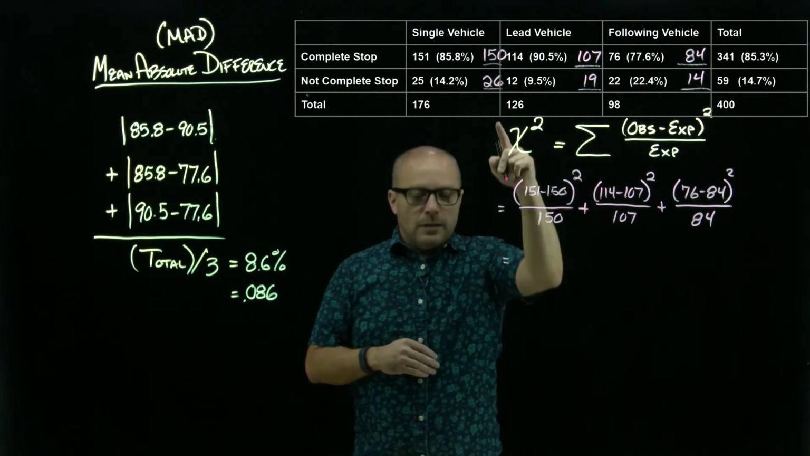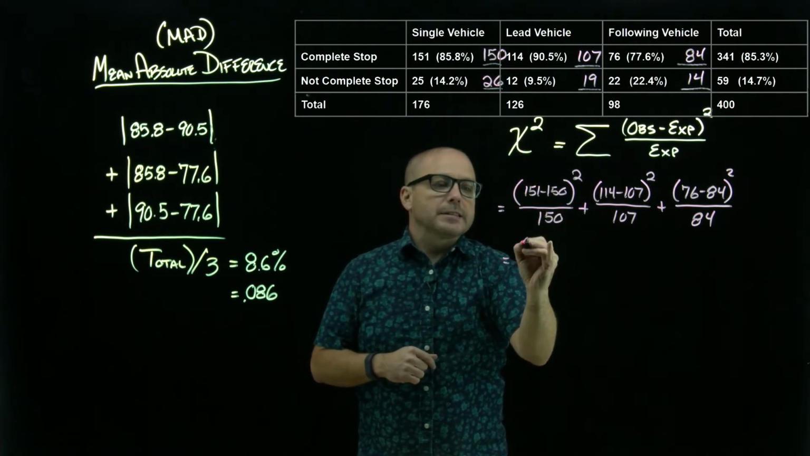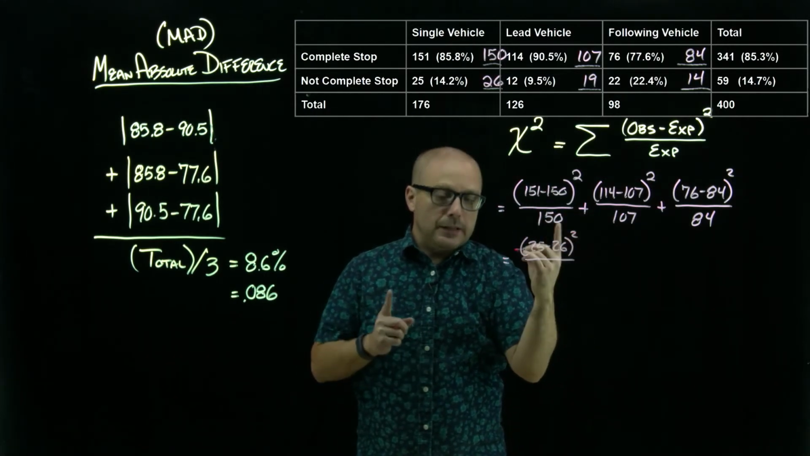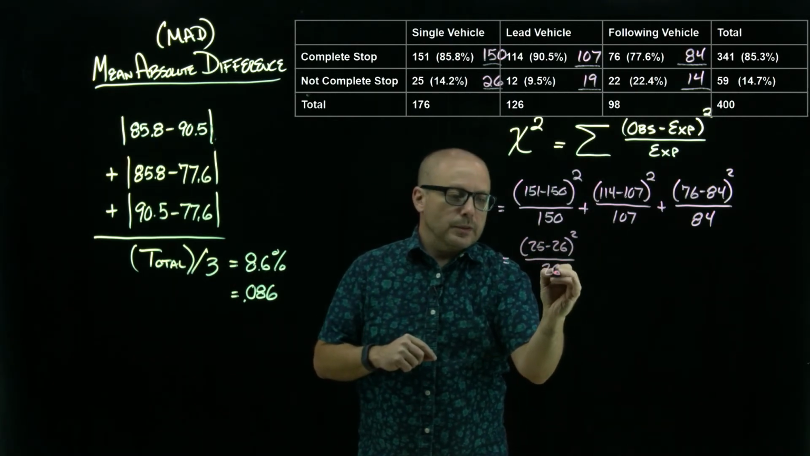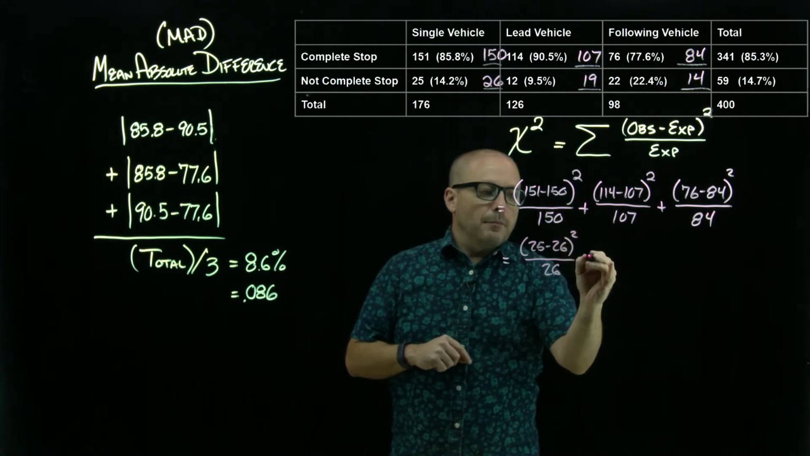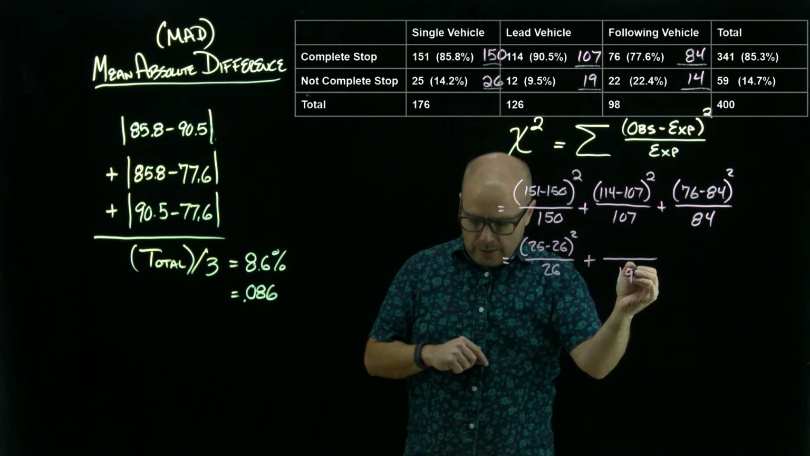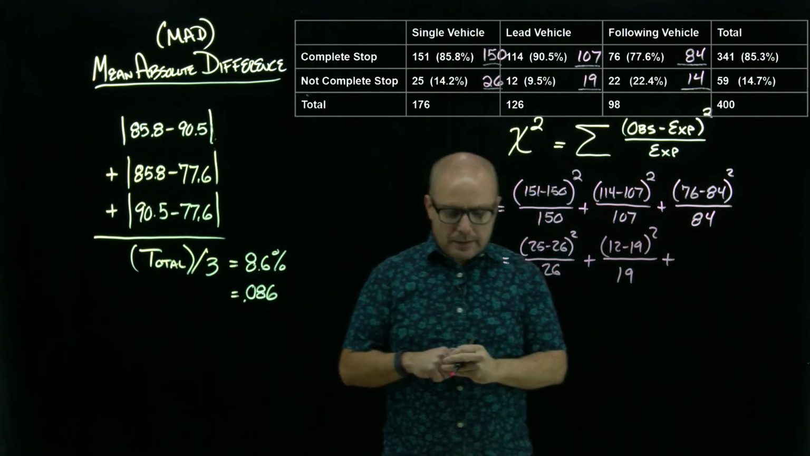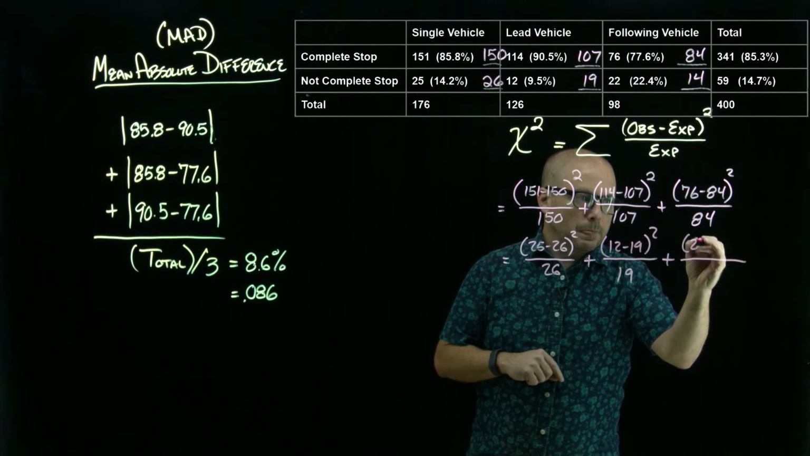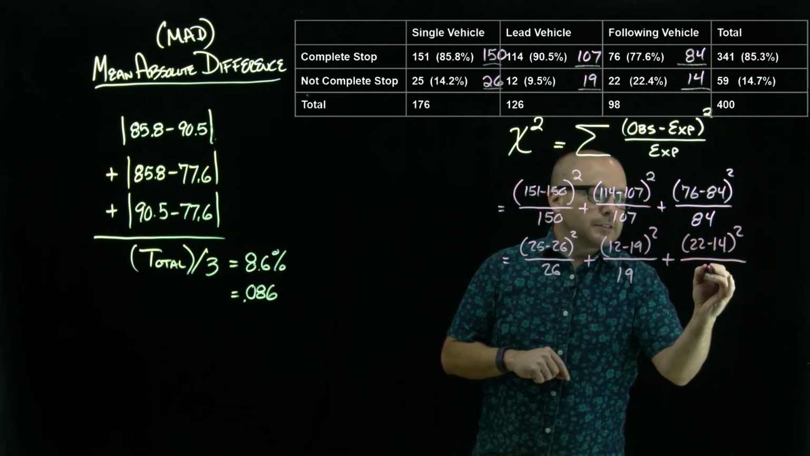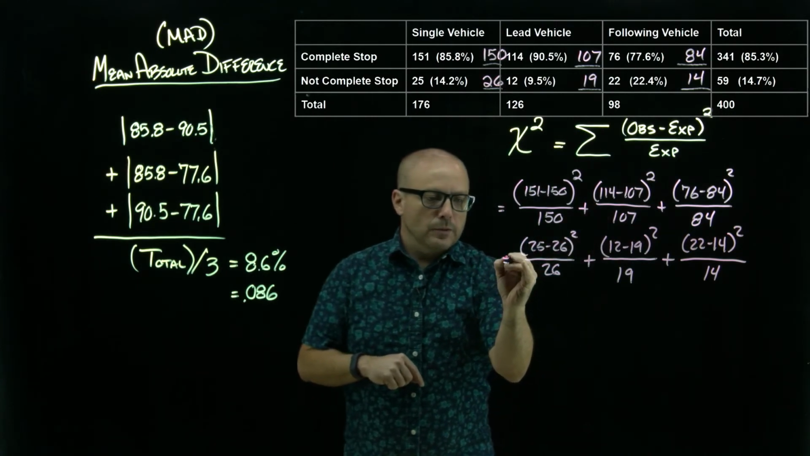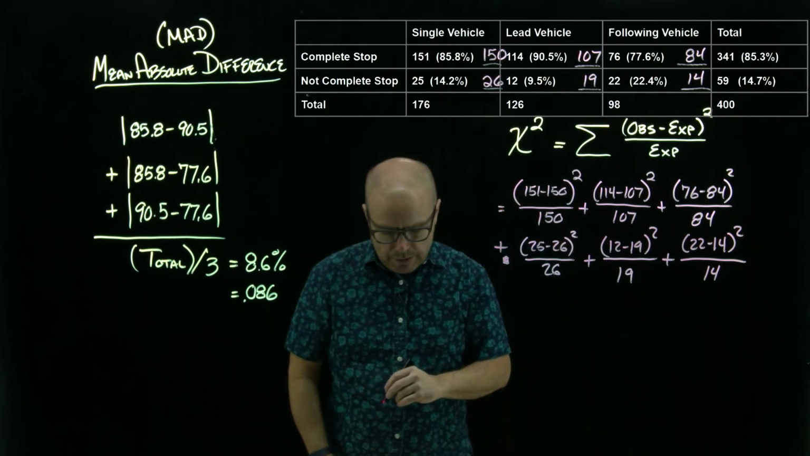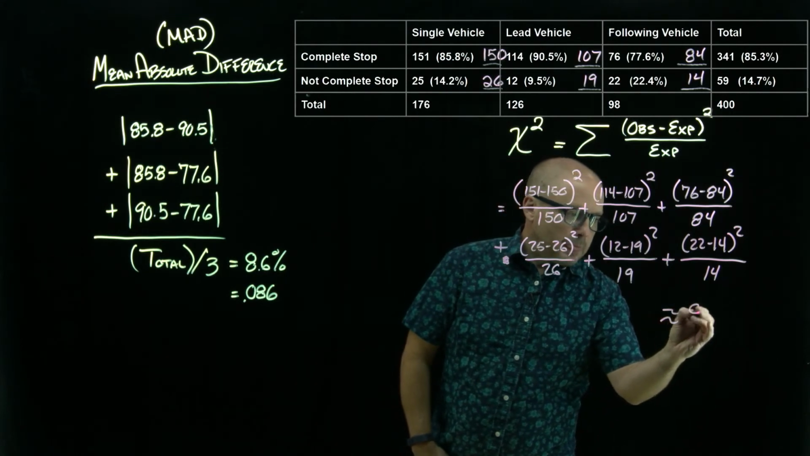So next, we observed 25. We expected 26. And this difference should be the same as that difference since there's only two categories. But it's out of the expected, which is 26, not 150 this time. Next, the expected was 19, and we observed 12. And then lastly, we expected 14, we observed 22, out of 14. So you'd add up those 6 terms. In this case, it came out to be about 8.4.